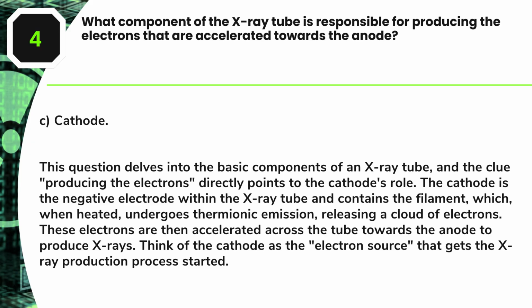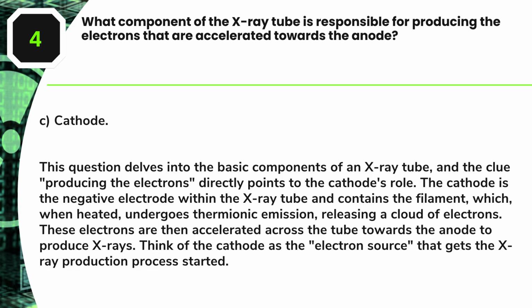Answer: C. Cathode. This question delves into the basic components of an X-ray tube, and the clue producing the electrons directly points to the cathode's role. The cathode is the negative electrode within the X-ray tube and contains the filament, which, when heated, undergoes thermionic emission, releasing a cloud of electrons.